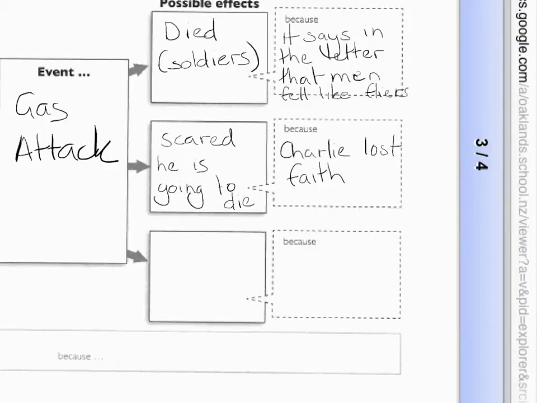So again, this is really good because they've identified possible effects, and said why it's a possible effect.